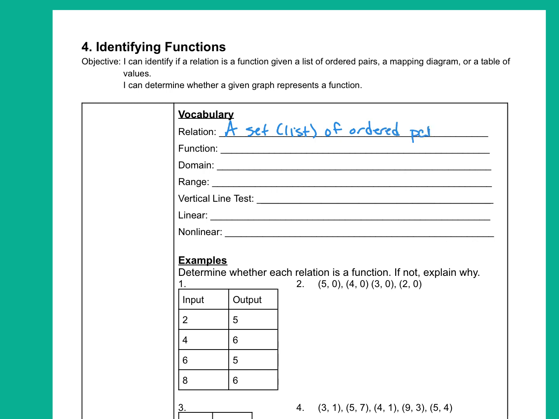So a list of points on a graph. Like in number 2 here, this is a relation. It's just a bunch of ordered pairs together. And those are always going to be a relation.